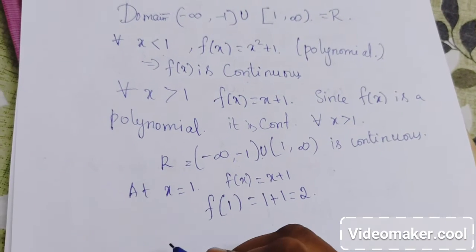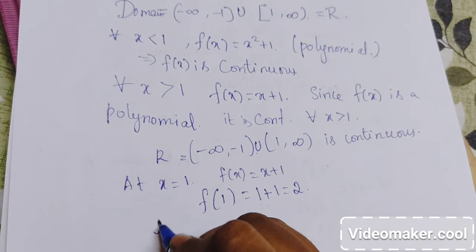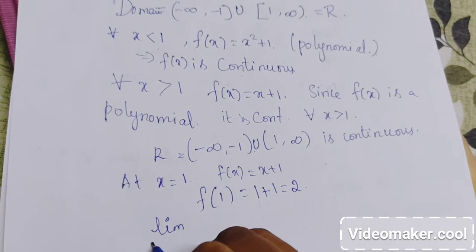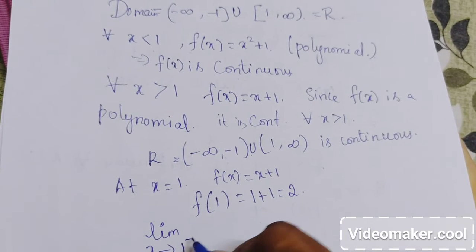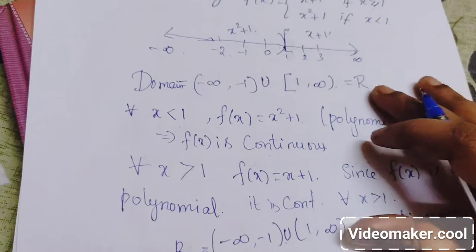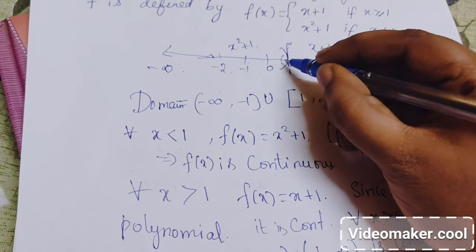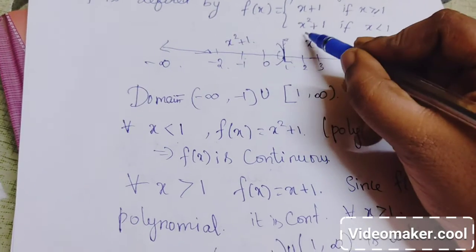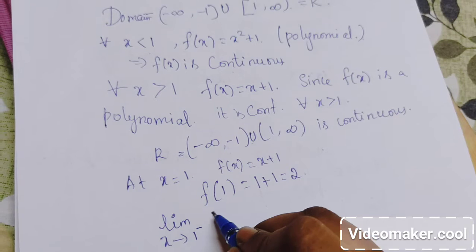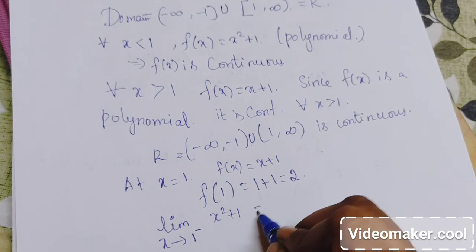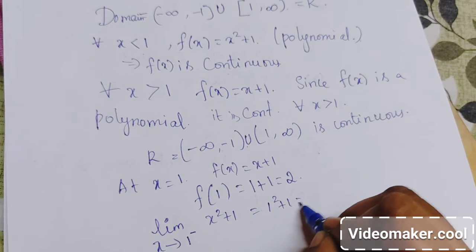Now we will calculate the left hand limit and right hand limit of the function. So limit x tends to 1 from the left hand neighborhood. From the left hand neighborhood of 1, the values are less than 1, so the function will be x square plus 1. After substituting the limit we will get 1 square plus 1, which is 2.